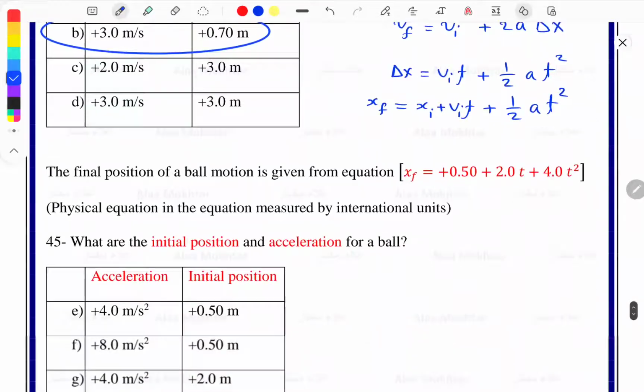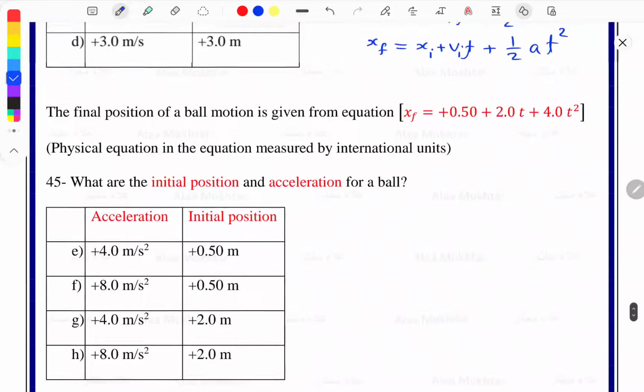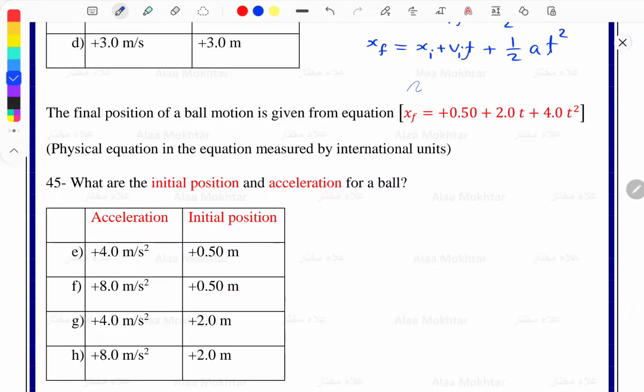The same equation, the same question in the next one. I write it again. X final equals X initial plus VI multiplied by T plus 1/2 AT squared. X initial is 0.5, V initial is 2, 1/2 A equals 4. Half A equals 4. Yes? He asked about acceleration. Yes, I can take this. 1/2 A equals 4.